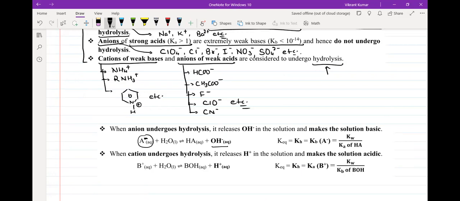तो इसका K equilibrium क्या होगा? That will be Kb of A minus. Is it okay? Which is nothing but Kw upon Ka of HA, the conjugate acid, है ना. इसी को in this section we start calling it KH, which is called hydrolysis constant. This is called hydrolysis constant.